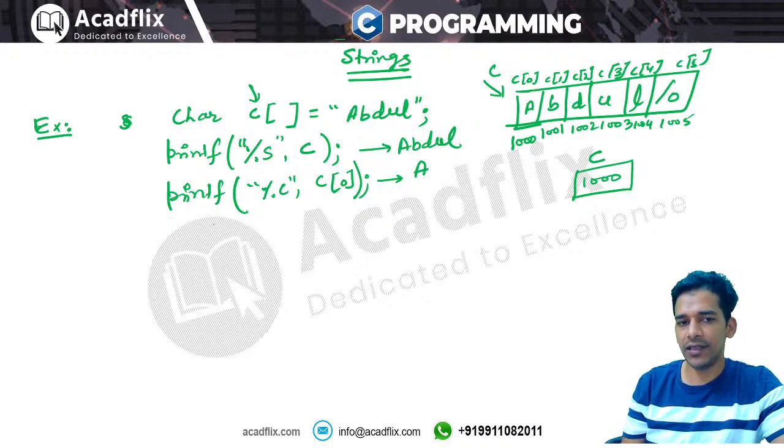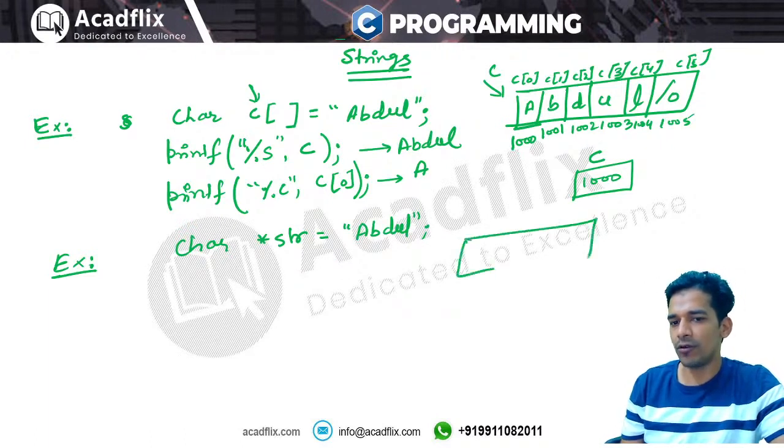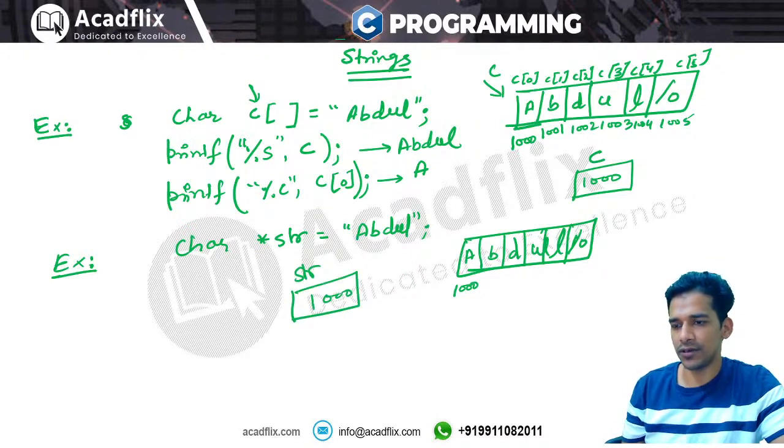We can declare the string in the form of a pointer also. We can declare the string like this also: char star str equals to Abdul. In this case, this Abdul will be stored somewhere in the memory. We do not know where it will be stored. And now the base address of this string will be passed to the pointer str. So str is a pointer, and it will have the base address of the string, that is 1000.